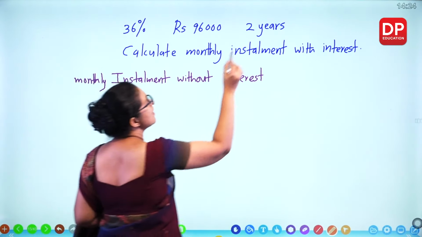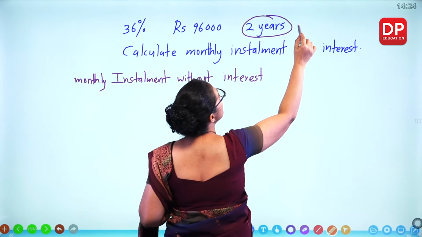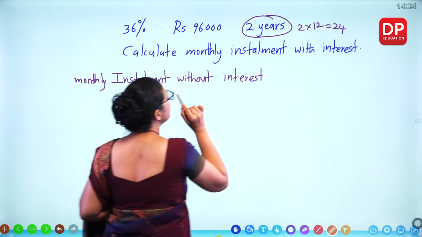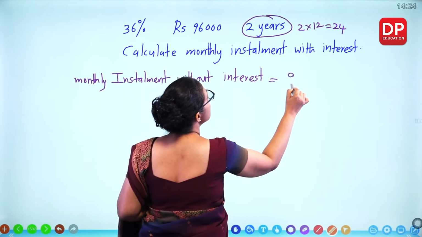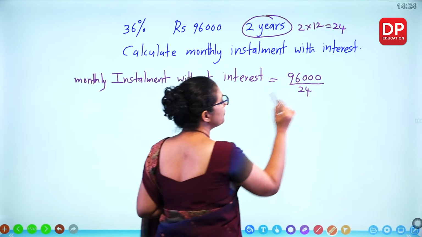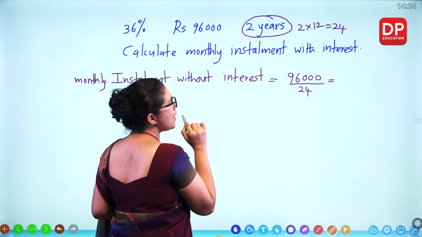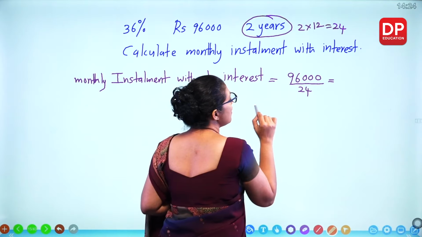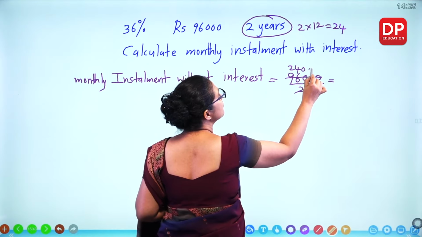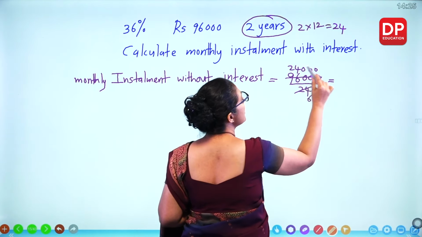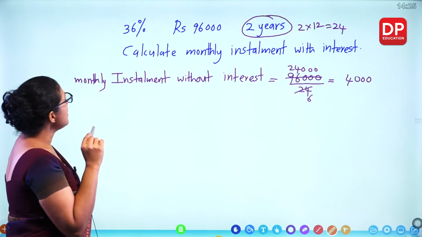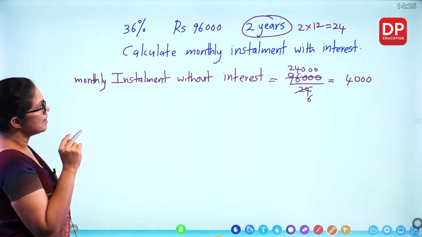Now here 2 years means how many months? 2 times 12, 24 months are there. So what's the value? 96,000 borrowed, divide by 24. So divide by 4. You get this one. Now divide by 6, you get 4,000 rupees. That's the monthly installment without interest.